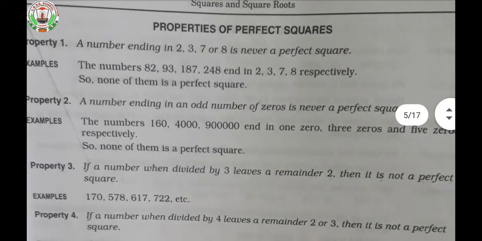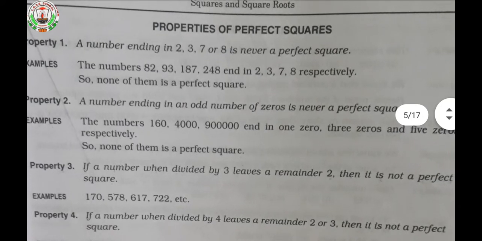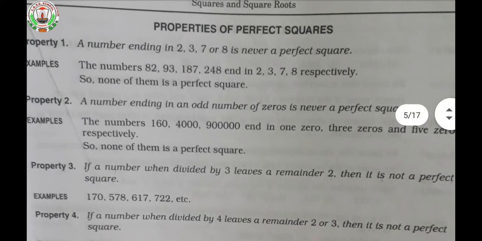Suppose the units place of a number is 2, 3, 7, or 8, that means it can never be a perfect square. For example, 82, 93, 187, 248. These numbers end with 2, 3, 7, 8, so they are not perfect squares.